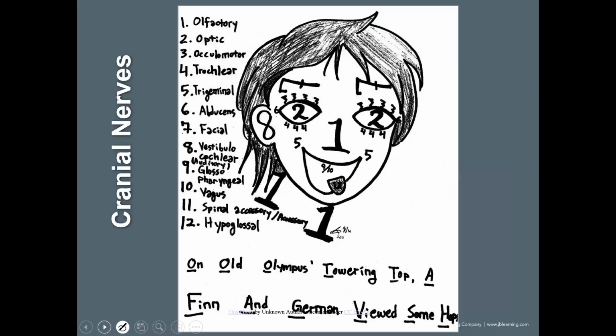All right, and again, for another picture, just to kind of help you out here. And there's another mnemonic here: On Old Olympus' Towering Top, a Finn and German Viewed Something Happy. I don't know. All right. And if you want, you can print this stuff out somehow.